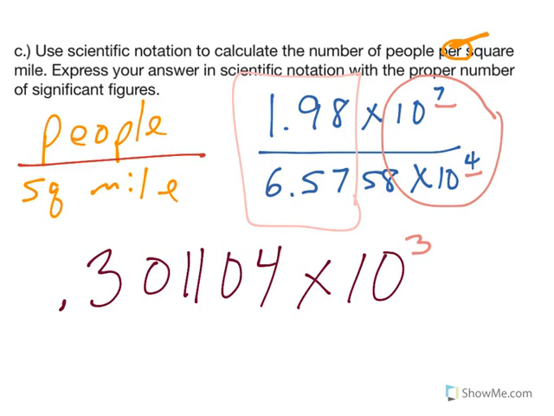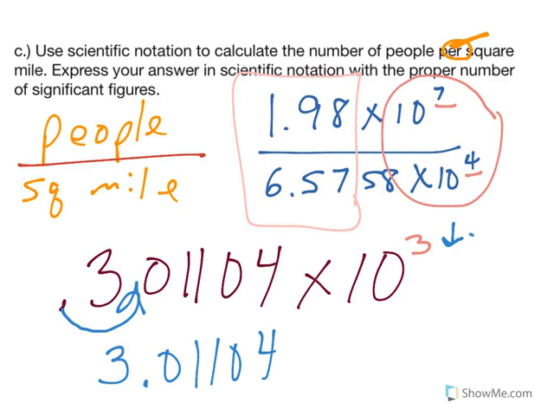Well, our answer says express your answer in scientific notation. So let's start there. Our first number here is 0.3. That is not between 1 and 10. That is small. Less than 1 is small. So I need to move my decimal, and because it's a small number, it's going to make my exponent go down. Small numbers, exponents go down. So I'm going to move my decimal one place to make it 3.01104. And because I only went one place, my exponent's only going to go down by 1. So I have times 10 to the 2nd.